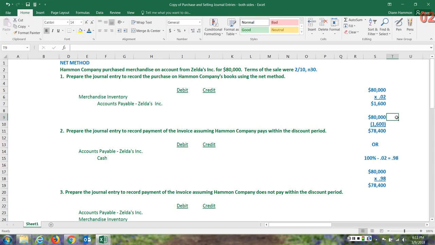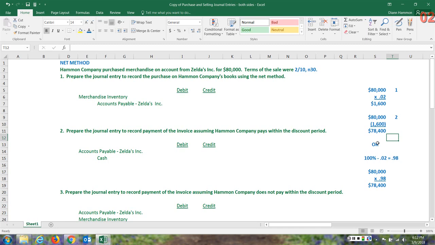And then step 2 is now we're going to take that, go back to the gross amount of $80,000, subtract the $1,600. The parentheses you see indicate a subtraction is about to take place. So you end up with $78,400. This is the amount that we are going to record the value of the inventory at, and we're going to record the amount that we owe Zelda's, an account payable for Hammond Company.